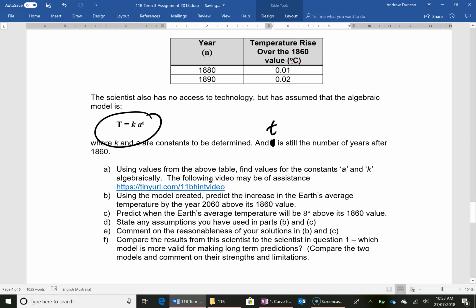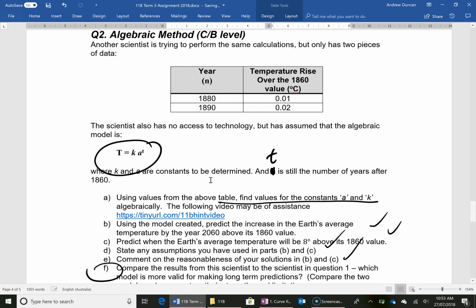Okay, so using values from the above table, find the values of the constants A and K. So basically find the model just using those 2 values. There's a video there you can watch that might give you some advice on how you can do that. Okay, so I'm not going to help you out with it. You can research around yourself, find different ways of finding that model. So yeah, use that to do the same predictions. Okay, any assumptions you made, reasonableness, and you'll be able to compare.